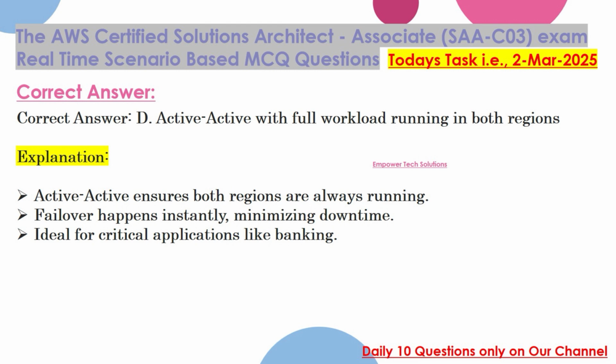Explanation. Active ensures both regions are always running. Failover happens instantly, minimizing downtime. Ideal for critical applications like banking.